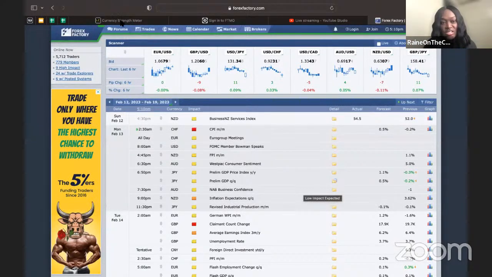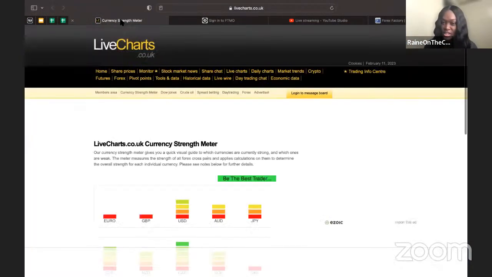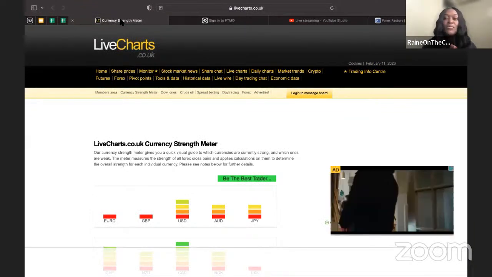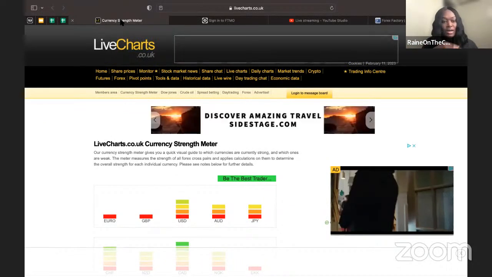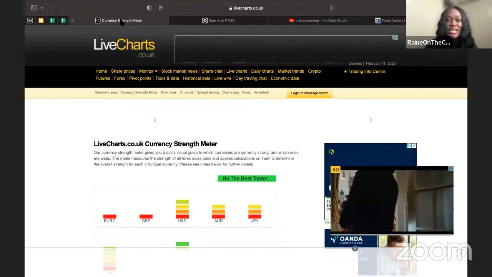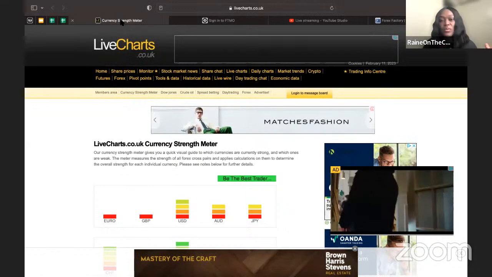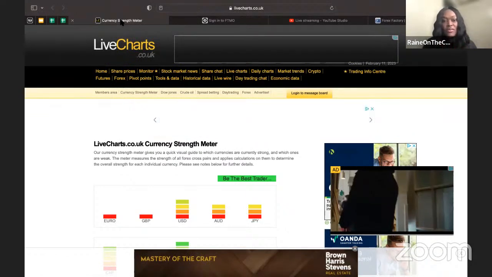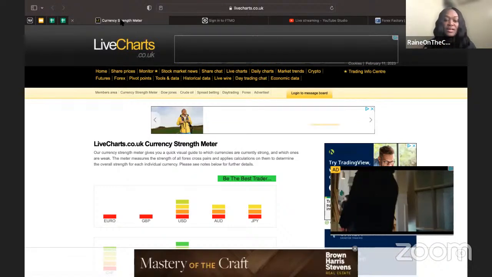Then I check currency strength. Why I check currency strength where another trader may not: I am more of a scalper. So I'm looking for a quick move. I'm looking for maybe 30 to 50 pips. If I can get more, great. But that's really what I'm looking for when I'm looking for a trade setup. So currency strength is going to be a factor for me.